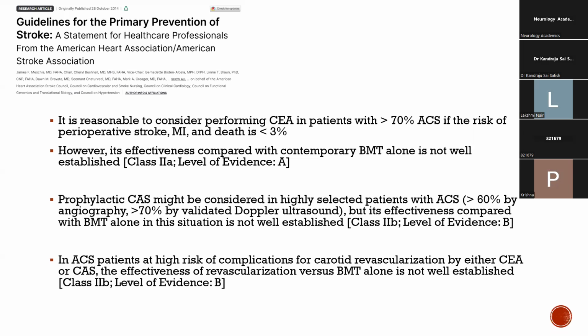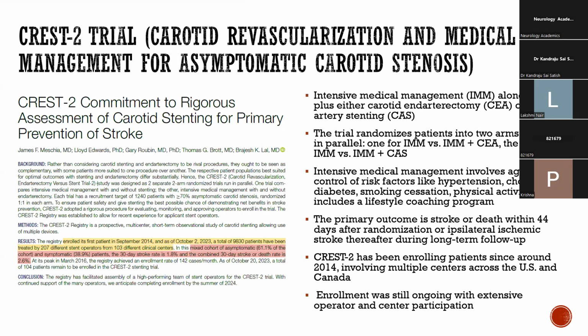So now coming to the most recent one, the CREST-2 trial. They have not published it yet.